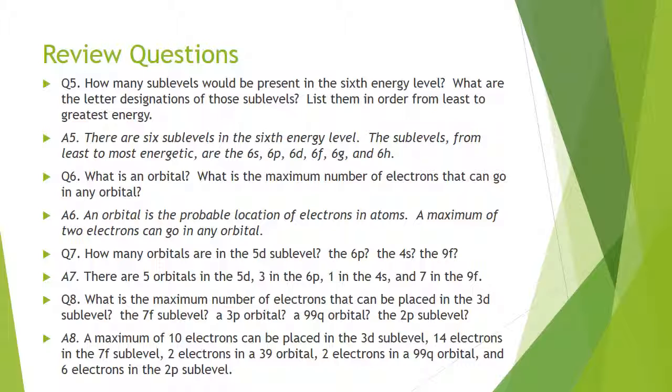2 electrons in a, I should say 3p orbital there. Looks like I had a typo. So this question is about a single orbital. And in any orbital, you can put 2 electrons maximum. We could put 2 electrons in a 99q orbital. The fact that it's 99q makes absolutely no difference. Again, any single orbital, 2 electrons maximum. And then finally, 6 electrons in the 2p sublevel, because any p sublevel has 3 orbitals.